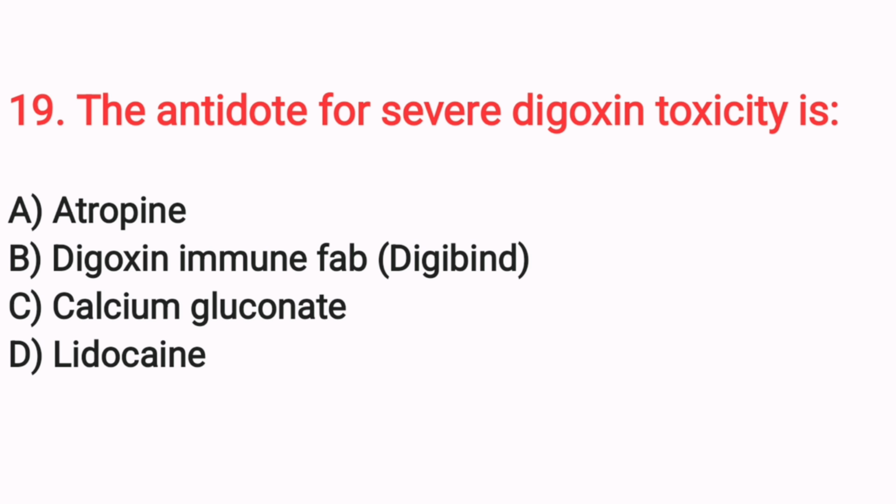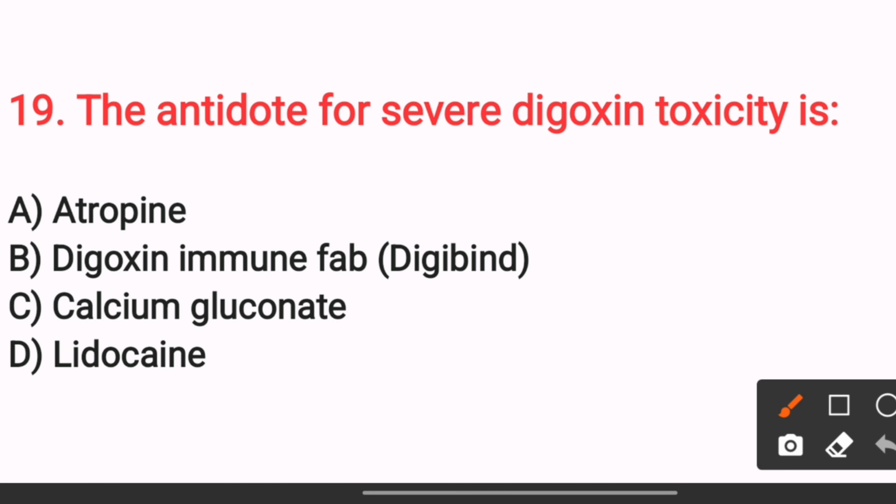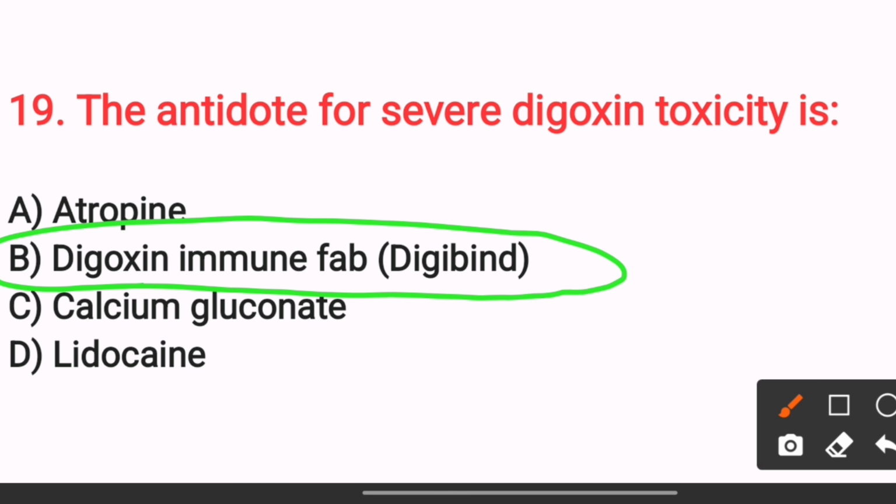Next, the antidote for severe digoxin toxicity is option A, atropine. Option B, digoxin immune fab, also known as digibind. Option C, calcium gluconate. Option D, lidocaine. The answer is option B, digoxin immune fab. Digoxin-specific antibodies bind the digoxin, neutralizing its effects in severe toxicity. So the answer will be option B.